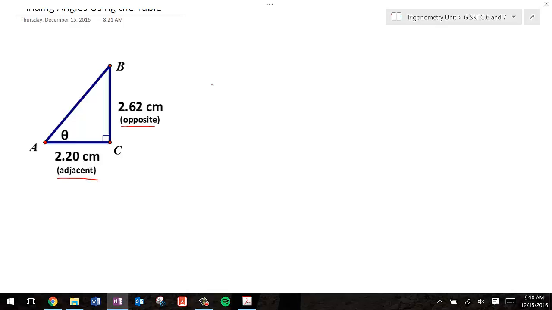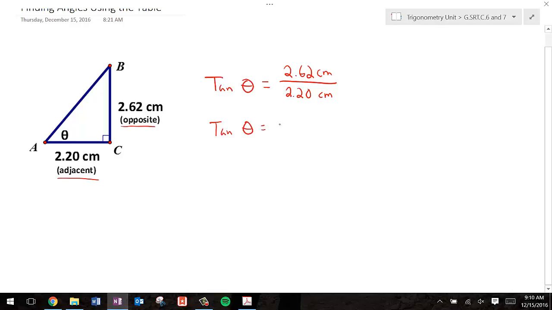What we can do with that is say tangent of theta, we don't know what the angle measure is, but we want the angle measure. That's going to be equal to my opposite side, 2.62 centimeters, over my adjacent side, 2.20 centimeters. And when I actually divide those, I get the tangent of theta equals 1.19.